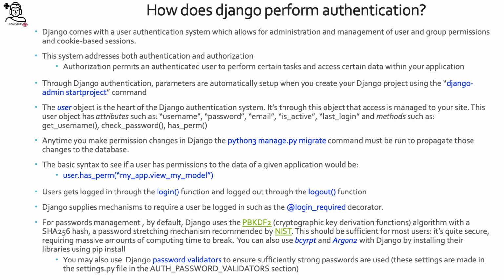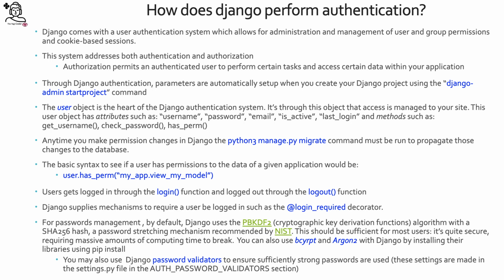Users get logged in through the login function and logged out through the logout function. Django supplies mechanisms to require a user be logged in, such as the login_required decorator, if you choose to use that. Certain things you might say, hey, I want a user to be logged in to be able to see this or access this. And there's other levels of permissions. I want them to have this certain type of permission or belong to this group to see this type of information.